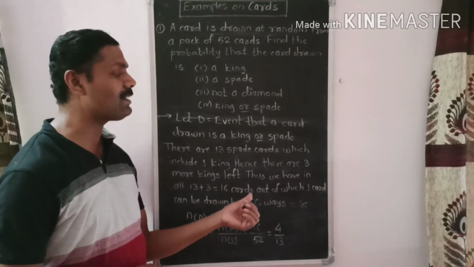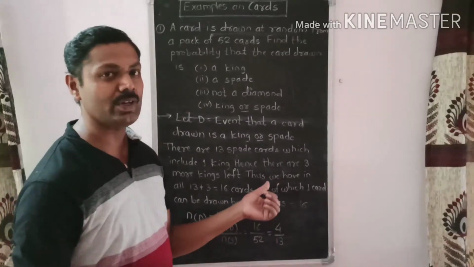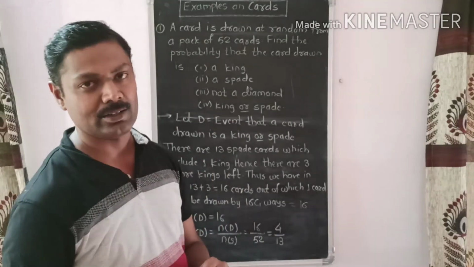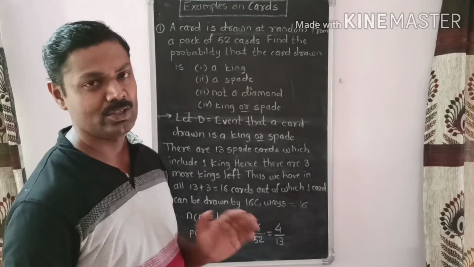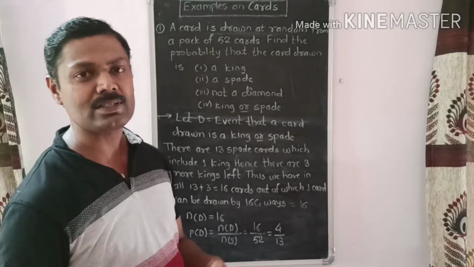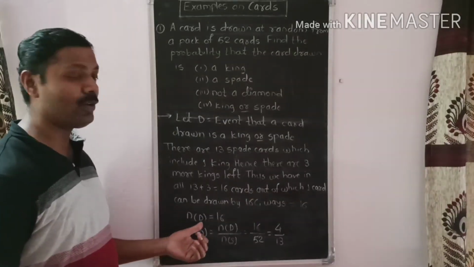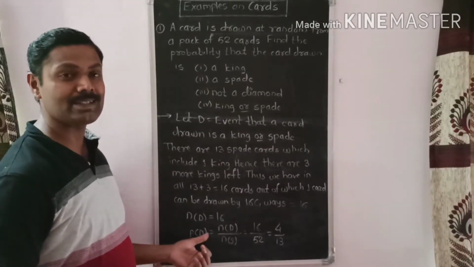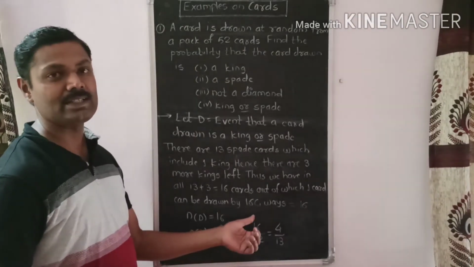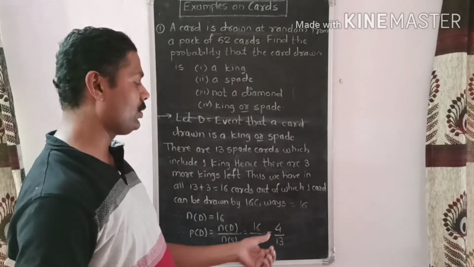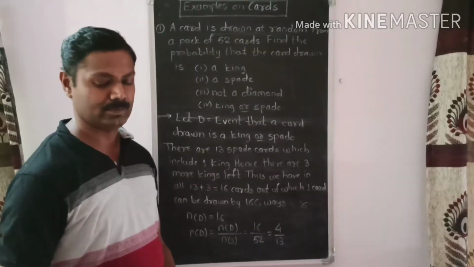So we have 16 cards, and out of which we have to draw only one card by 16C1 ways. We know it, 16C1 means 16. So n of d is 16. P of d is n of d divided by n of s. 16 divided by 52, it is 4 upon 13.